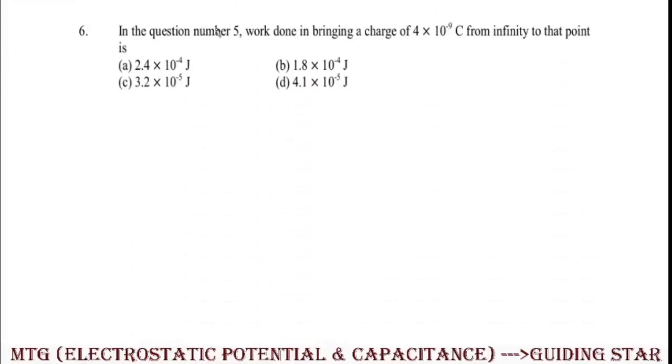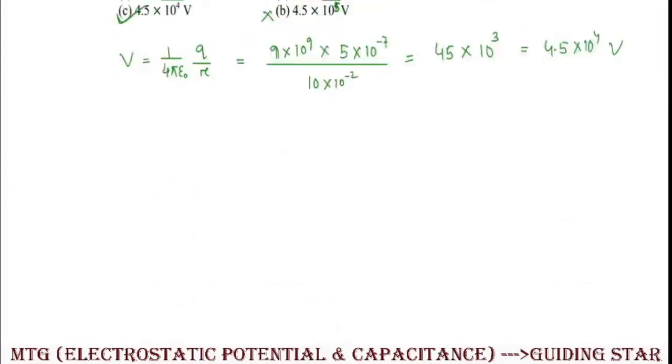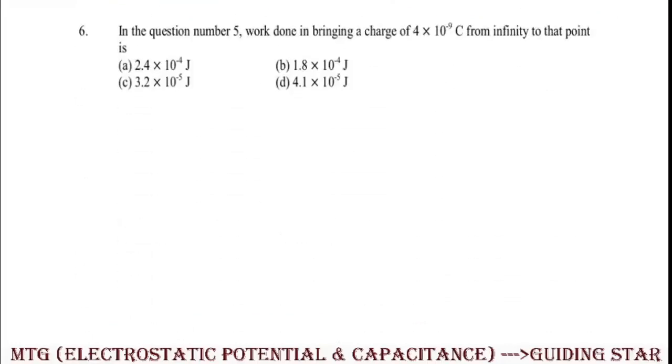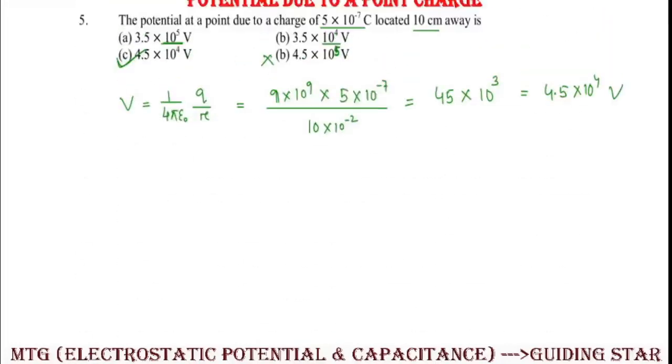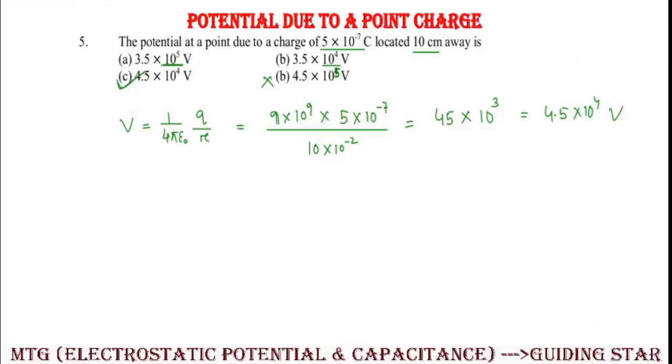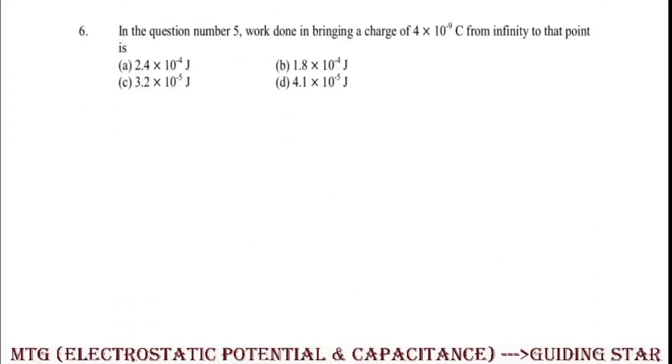Okay, next, question number 5 says the work done in bringing a charge 4 into 10 to the minus 9 coulomb from infinity to that point is, what is the work done? Clear? So here in this particular case, there is already a charge of 10 to the minus 7 coulomb. Clear? So what the question is saying is that there is already a charge present.